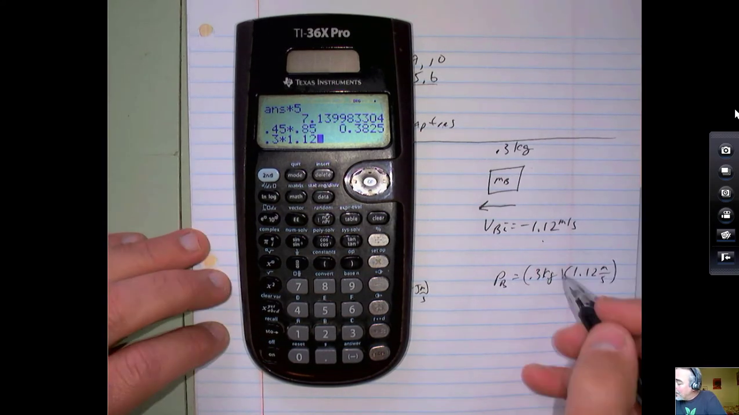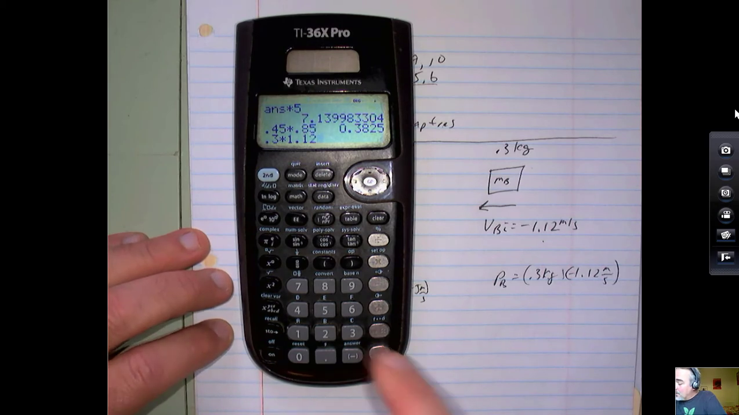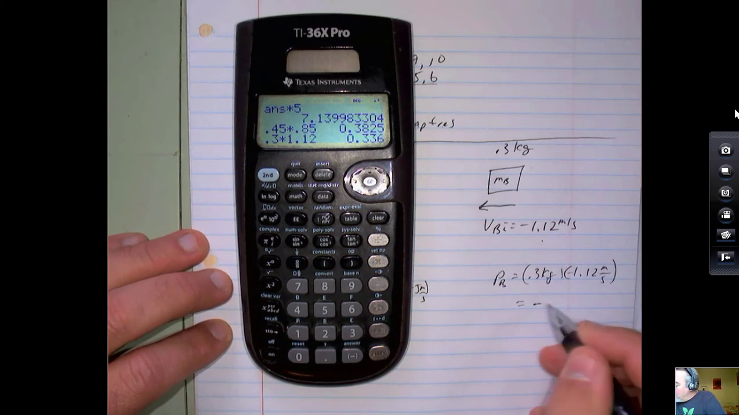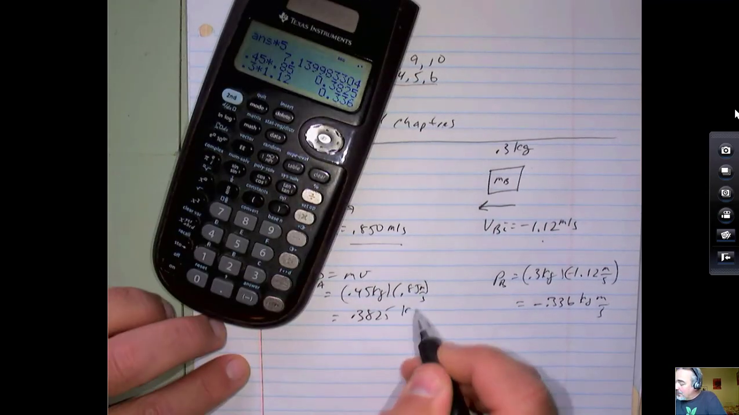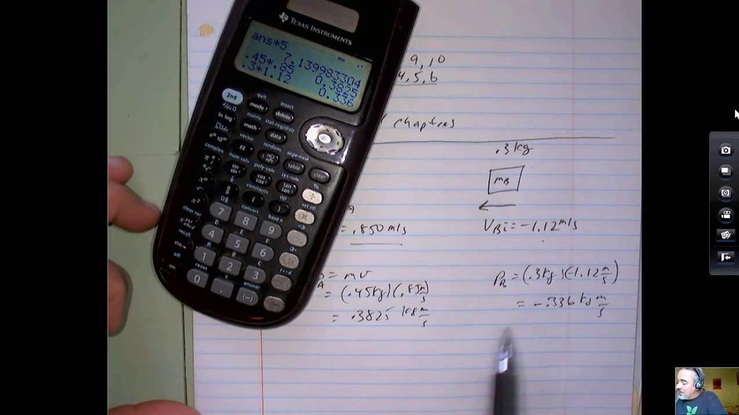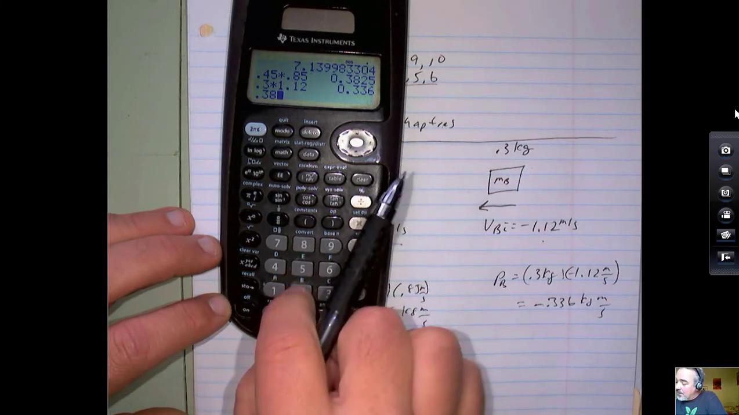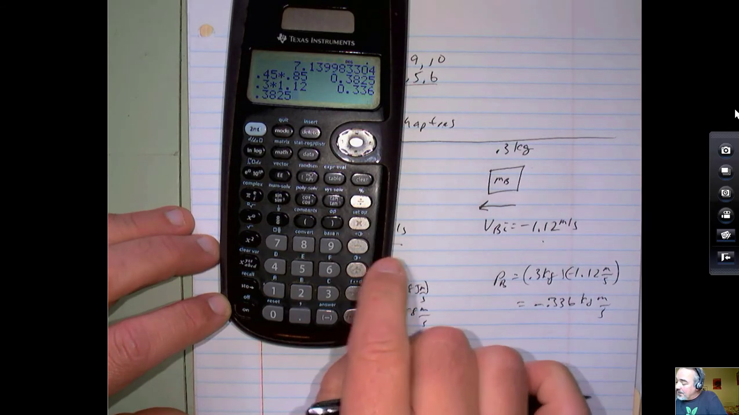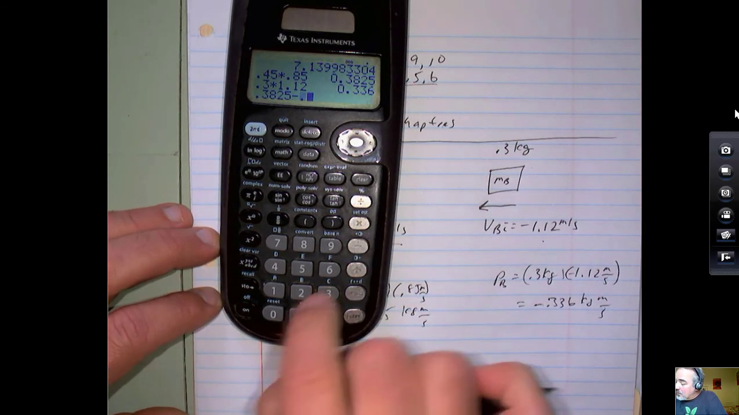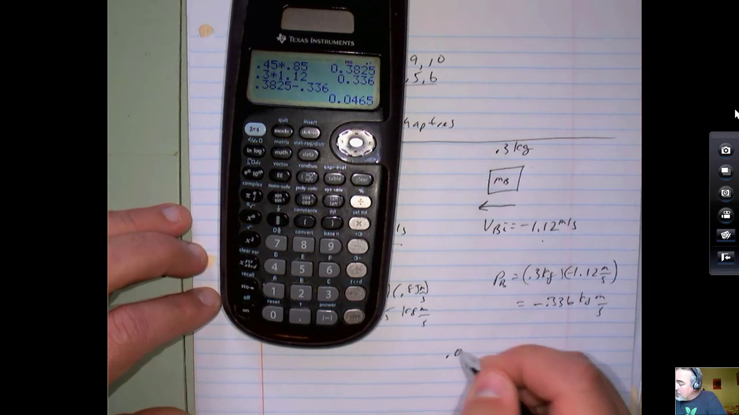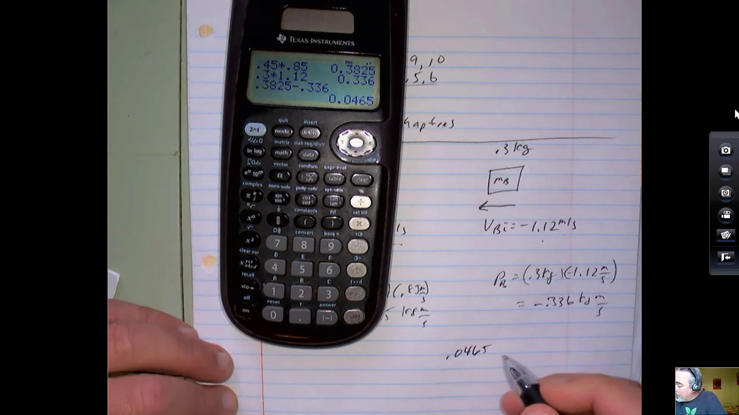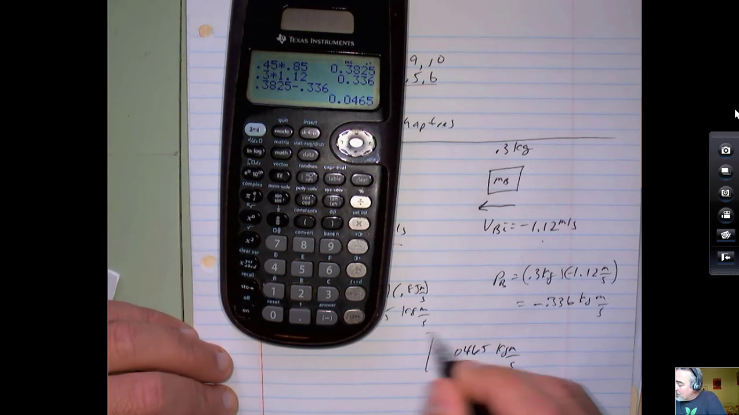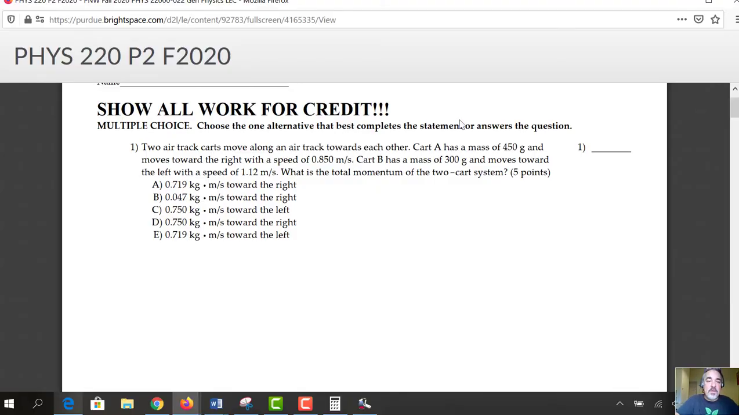Well, let's do it that way, and I'll show you what I'm talking about. So this would be negative 0.336 kilogram meters per second. Same thing over here. Okay, so when you add these together, you'll have 0.3825 plus a negative, so I'll just do minus 0.336, 0.0465. The fact that it came out positive means it's moving to the right. Kilogram meters per second. Let's see if that's one of the answers. Okay, and it is. It's to the right, this amount.